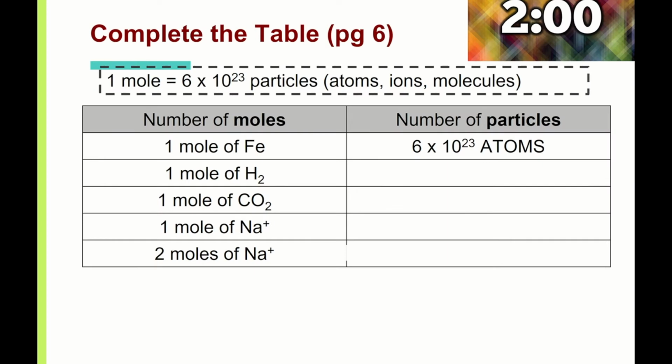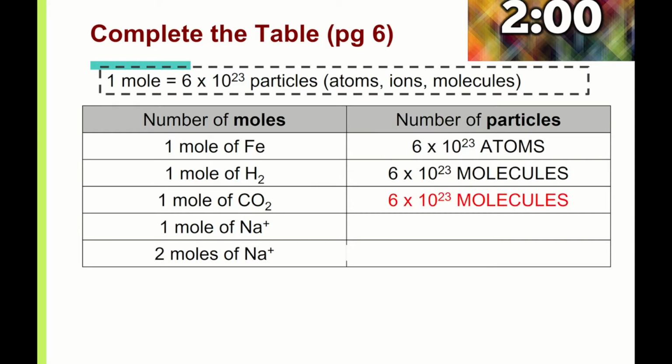So if I say, okay, 1 mole of iron, it means 6 times 10 to the power of 23 atoms. Okay, if I say 1 mole of H2, so H2 is made up of 2 atoms chemically combined. So atoms that chemically combine are called molecules. So I say in 1 mole of hydrogen, there are 6 times 10 to the power of 23 molecules. Okay, so let's try the remaining 3. Fill in the blanks. Okay, so do you get this as your answer? 1 mole of CO2 refers to 6 times 10 to the power of 23 molecules.